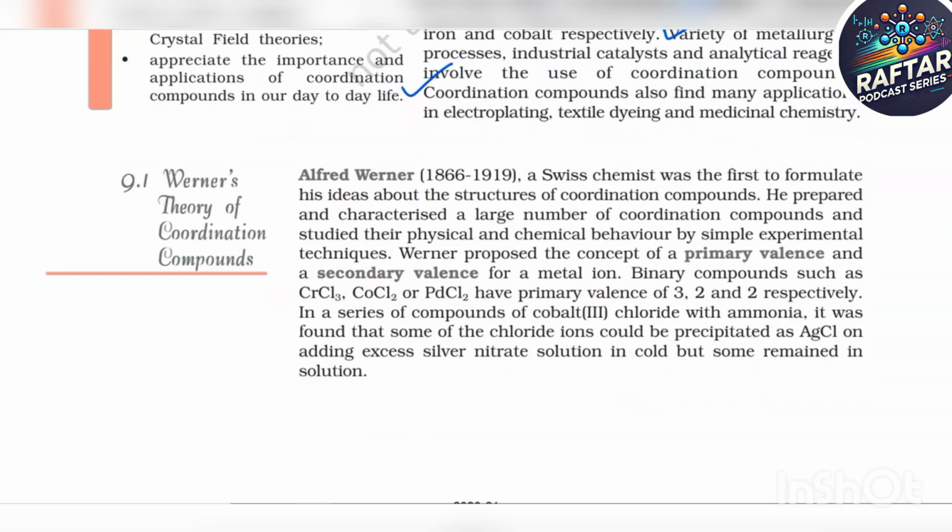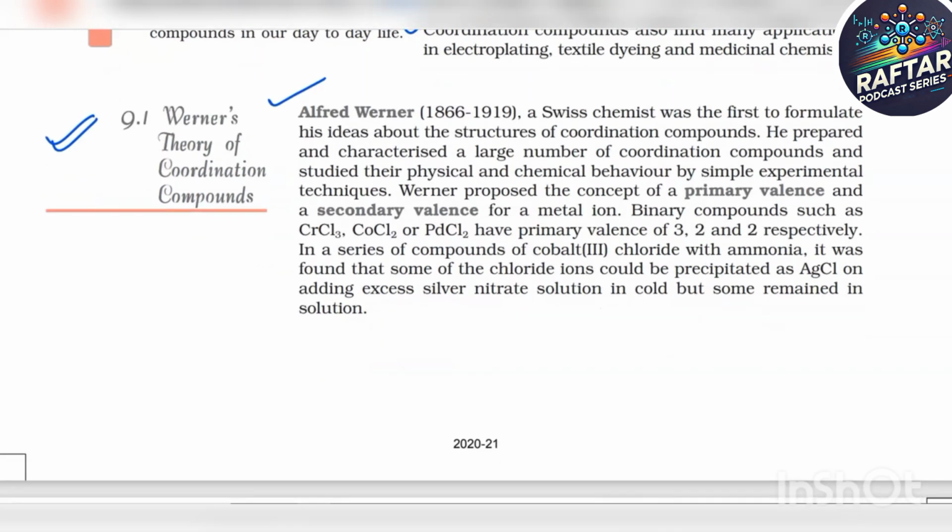5.1 Werner's theory of coordination compounds. Alfred Werner, 1866 to 1919, a Swiss chemist, was the first to formulate his ideas about the structure of coordination compounds. He prepared and characterized a large number of coordination compounds and studied their physical and chemical behavior by simple experimental techniques.